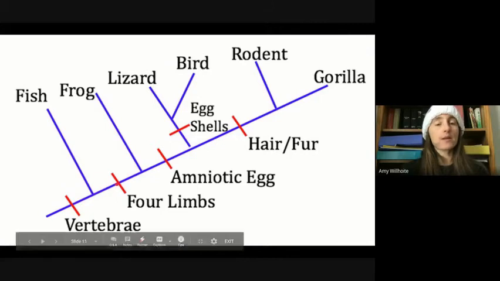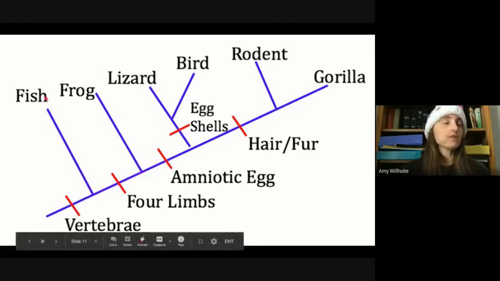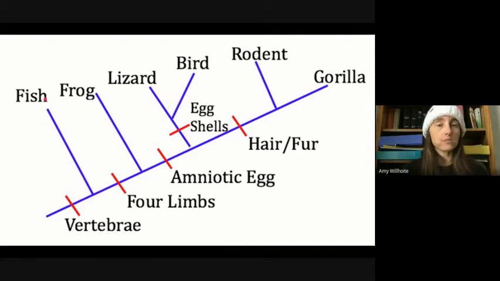Cool. This is 4 limbs right here. So that means that everything past that has 4 limbs, but this one doesn't. So obviously fish don't have 4 limbs. They have fins, but they don't have limbs. Okay, so now everything past this should have 4 limbs, including birds, which have wings. Those are still limbs.